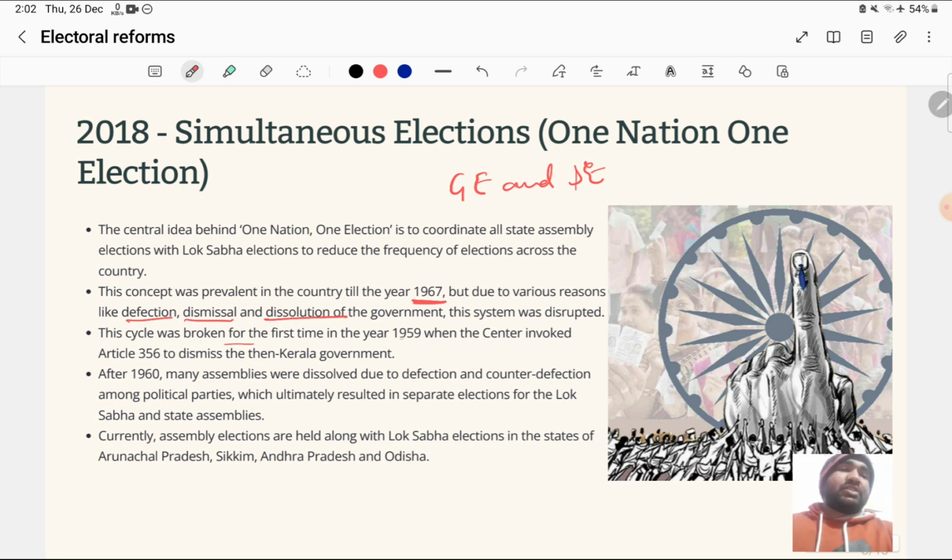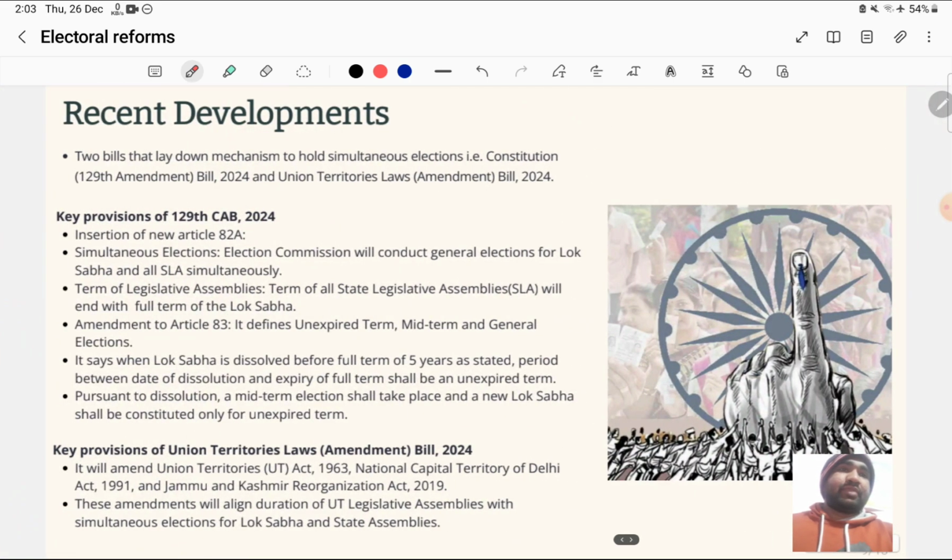First time the cycle was broken in 1959 when the Centre invoked Article 356, that is President's rule, to dismiss the Kerala government. Then in 1969 we again saw, due to defection and counter defection, many political parties fall, and elections were to be held again. Thus the simultaneous election process was almost broken. But still, even today, in states like Arunachal Pradesh, Sikkim, Andhra Pradesh, and Odisha, simultaneous elections are being held.